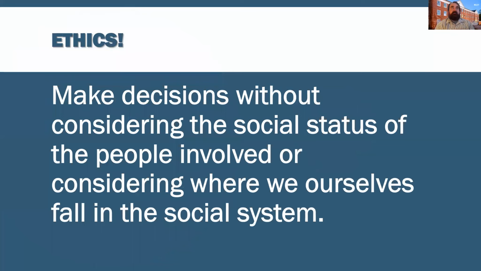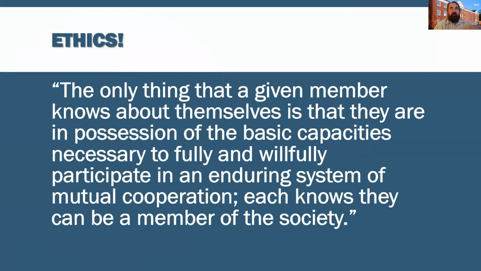If we think about how this applies to media ethics, it's that we should make decisions without considering the social status of the people involved, or considering where we ourselves fall into that social system. We should make these decisions as if everyone we were dealing with was equal. And here is a quote to pull: the only thing that a given member knows about themselves is that they are in possession of the basic capacities necessary to fully and willfully participate in an enduring system of mutual cooperation. Each knows they can be a member of the society.